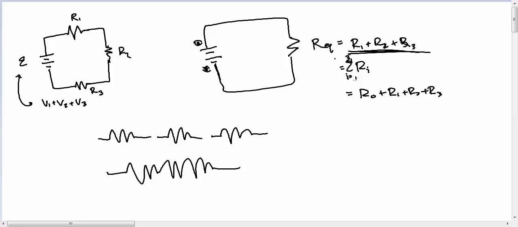But by the way, you don't need to know this notation. That's super advanced notation. All I really want you to know is that when you add things in series, you add them up. And it's really that easy. Yeah? All right, good. Now, check this out.